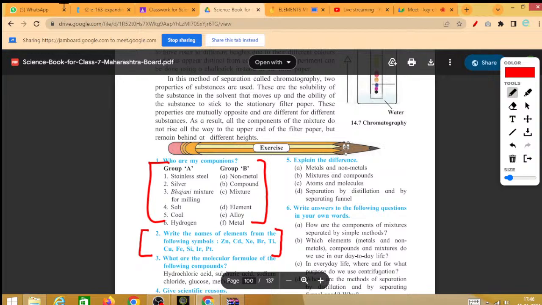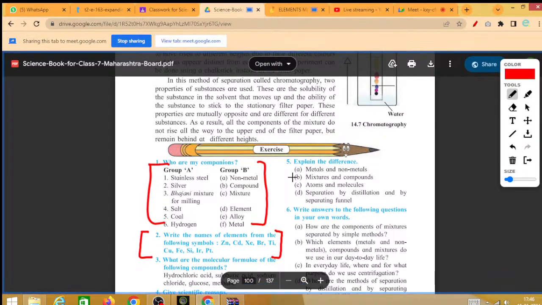Do you want me to complete the full chapter or you will be able to do these questions and answers yourself now? You will be able to. I have had to help so much. Chalo, do it. Do all these questions and answers and send them to me. Okay?